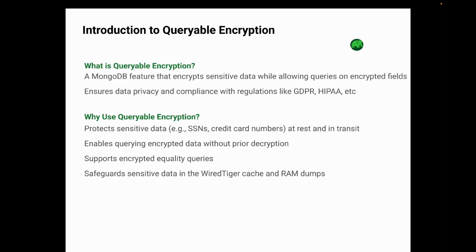What is queryable encryption? Queryable encryption is a MongoDB feature that encrypts sensitive data yet allows queries on those encrypted fields. It ensures data privacy and helps with compliance: GDPR, HIPAA, etc. Why use queryable encryption? It is used to protect data at rest and in transit, like SSNs and credit card info. It lets you query encrypted data without decrypting first. It supports encrypted equality queries, that is, for matching specific values. It also secures data in the WiredTiger cache and RAM dumps, so it is safe even in memory.